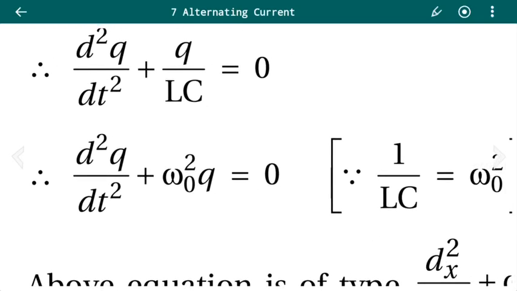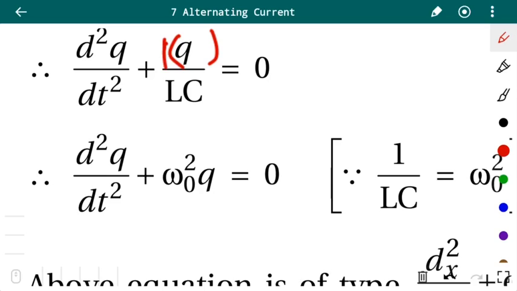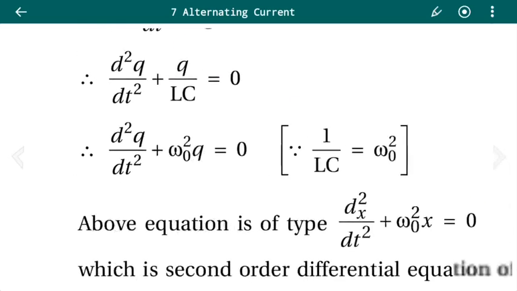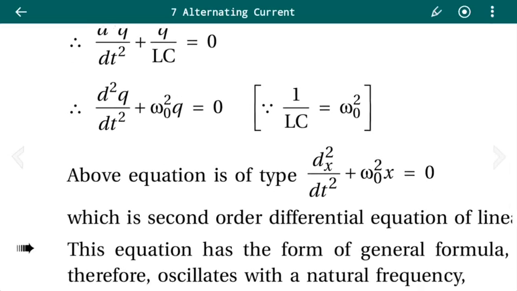Here let us take 1 by LC equals to omega 0 square. So this equation becomes d square q upon dt square plus omega 0 square q equals to 0, because 1 by LC equals to omega 0 square.